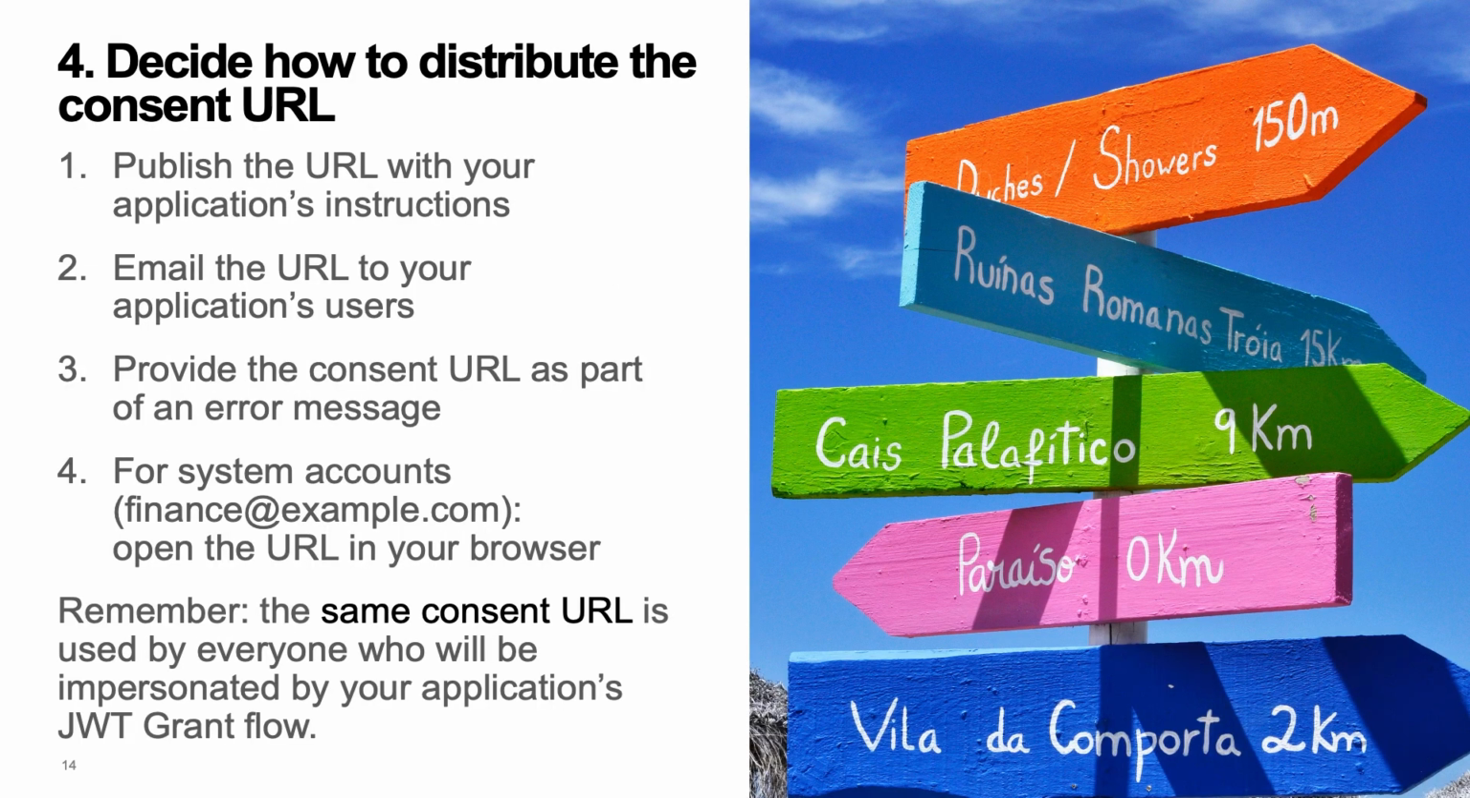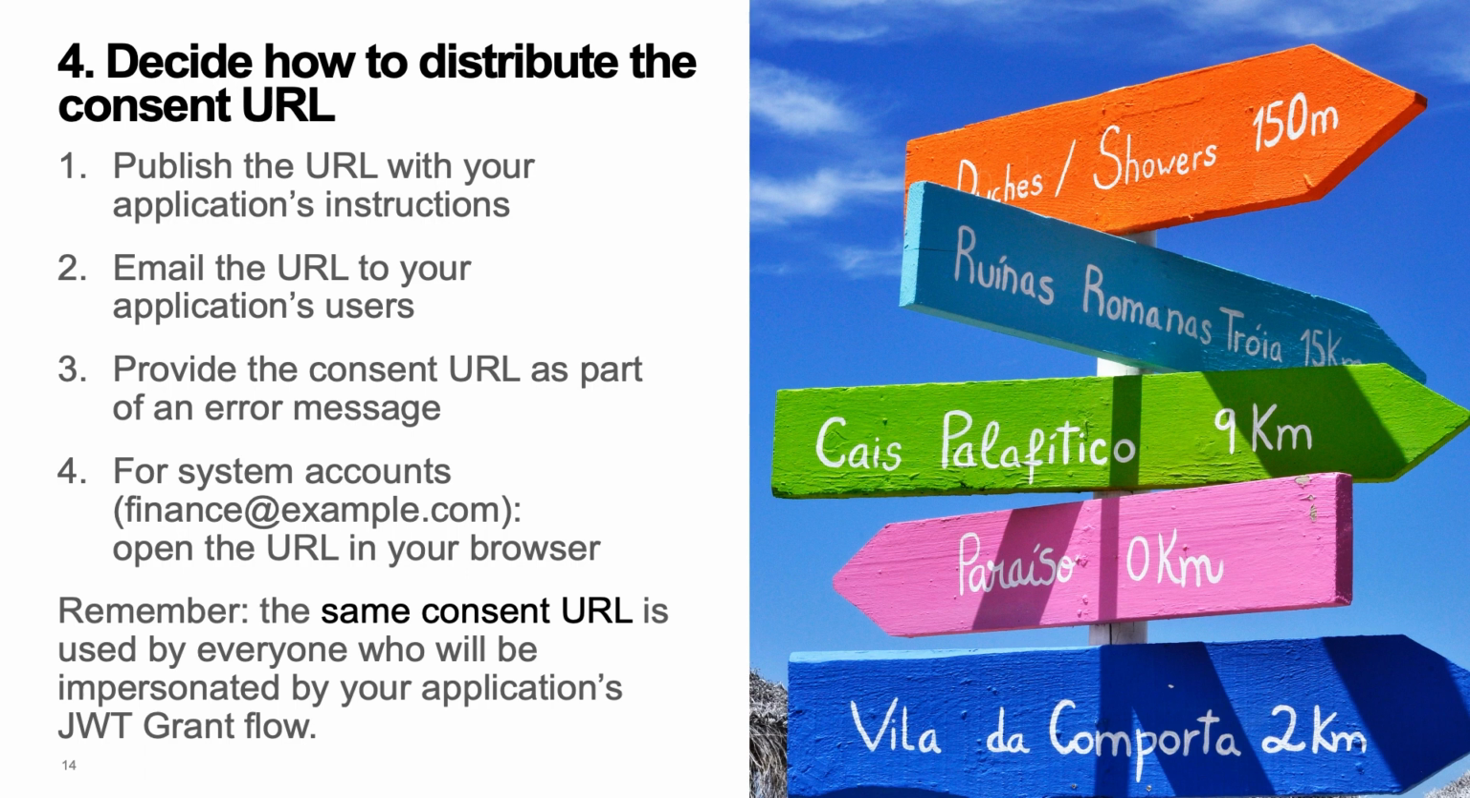Step 4. Decide how to distribute the consent URL. Because JWT consent is handled out of band, you must decide how you will distribute the individual consent URL. You have many options, including the following. You can publish the URL with your application's instructions. Your users just need to click the URL and follow the steps to grant consent as a one-time process.